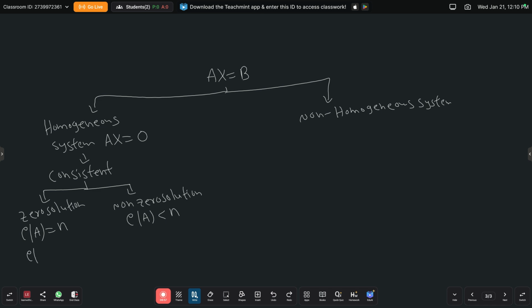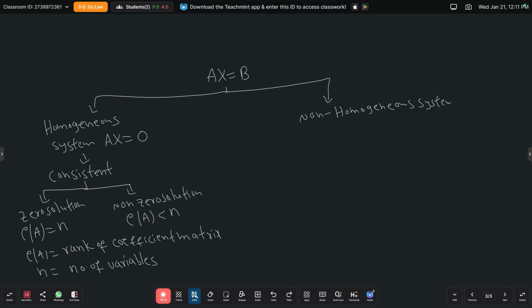So here rank of A is the rank of the coefficient matrix, and n is equal to the number of variables, or you can say the number of unknowns.